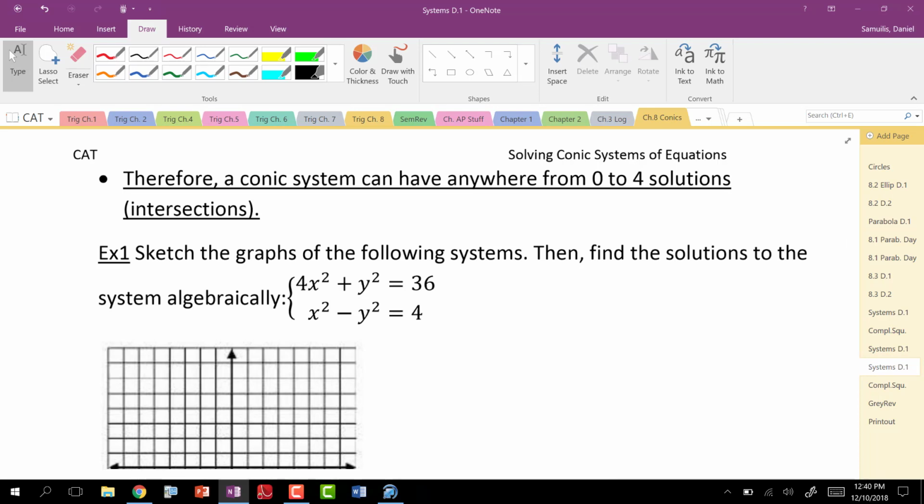So here's what I'm going to do. By the way, did I graph everything so far today? You have no graphing to do. On the systems, just solve the systems when we get to it.